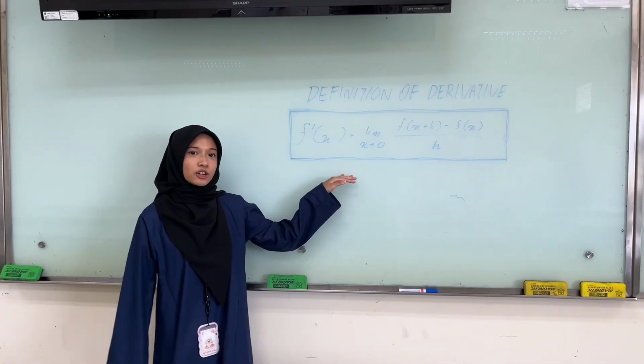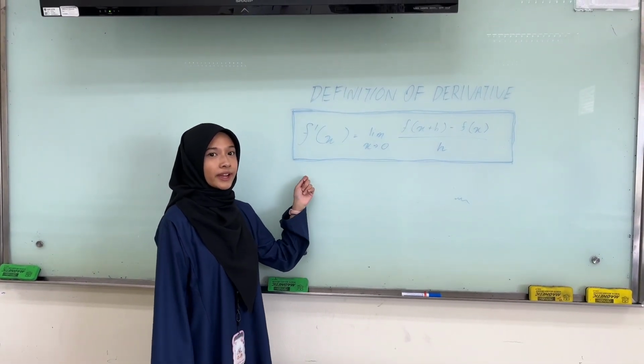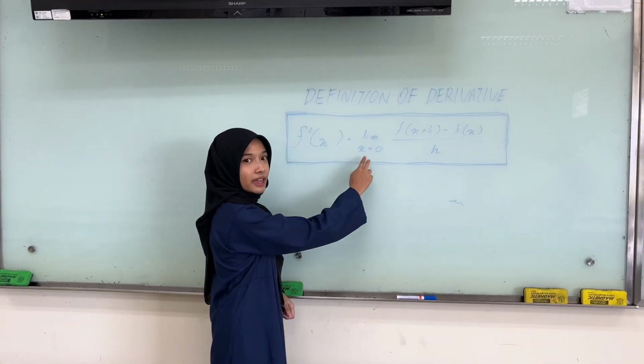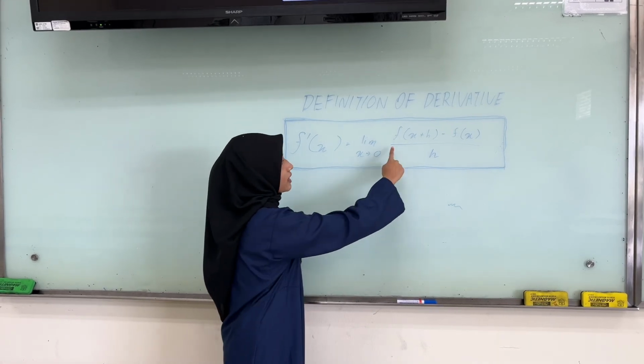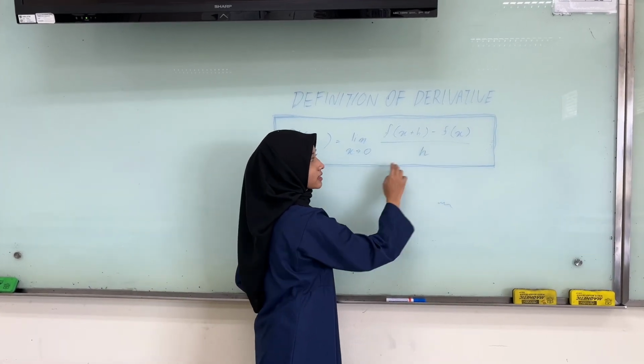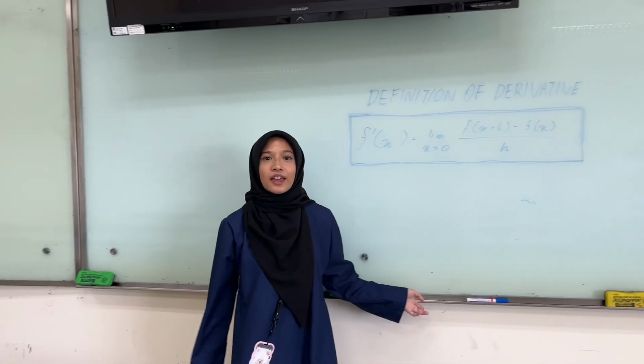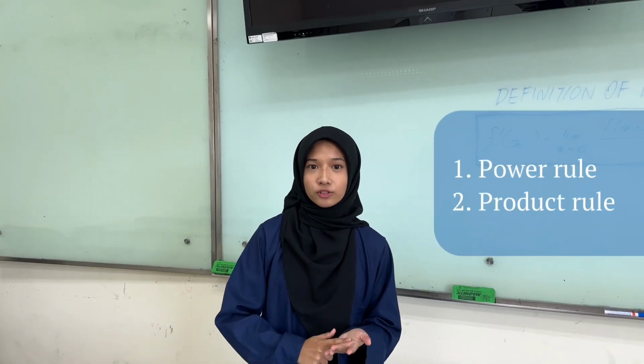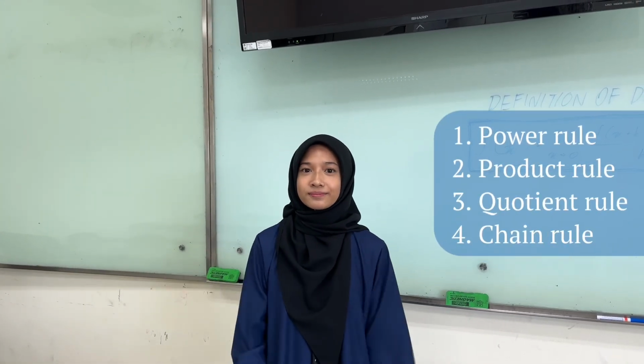Question 1. Explain the meaning of differentiation and what are the techniques of differentiation. What is differentiation? Differentiation is a method of finding the derivative of a function. This is the definition of the derivative, where f prime of x equals the limit as h approaches 0 of f(x plus h) minus f(x), divided by h. And what are the techniques of differentiation? The techniques include the power rule, the product rule, the quotient rule, and the chain rule.